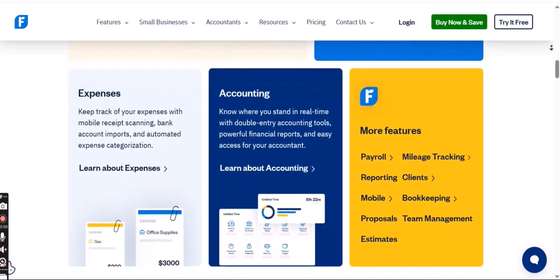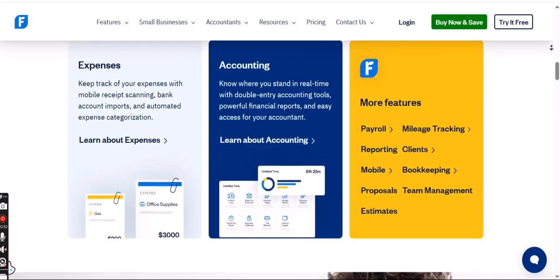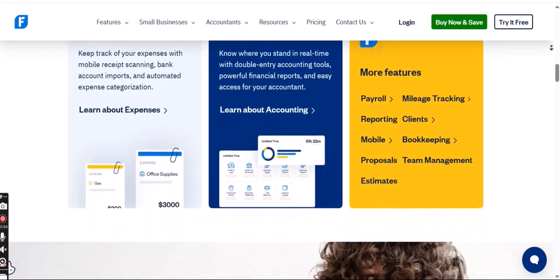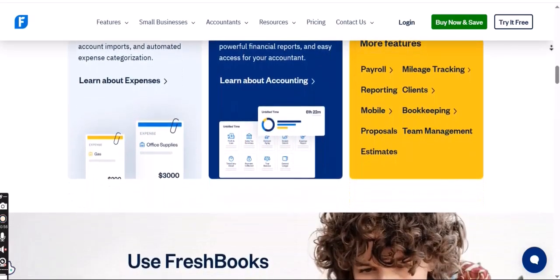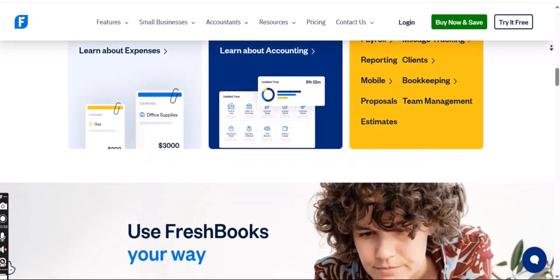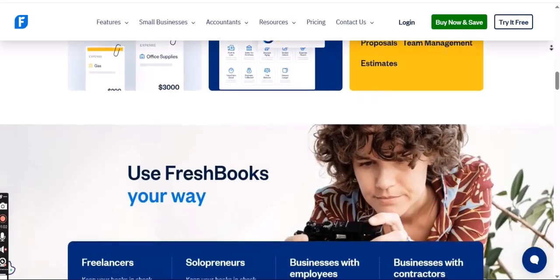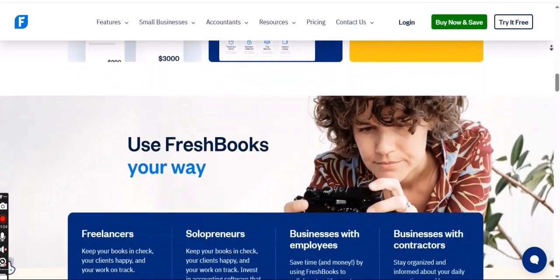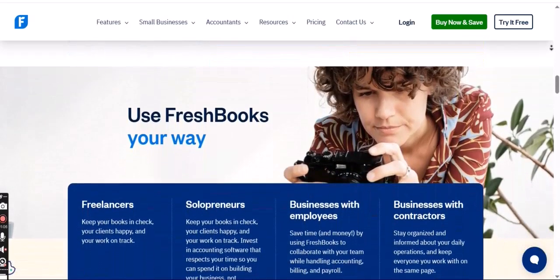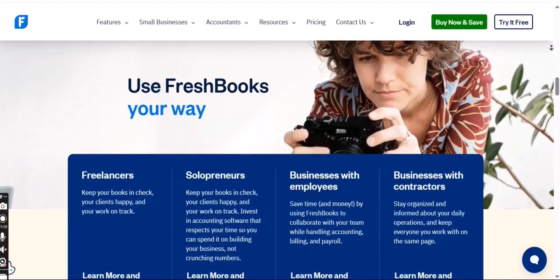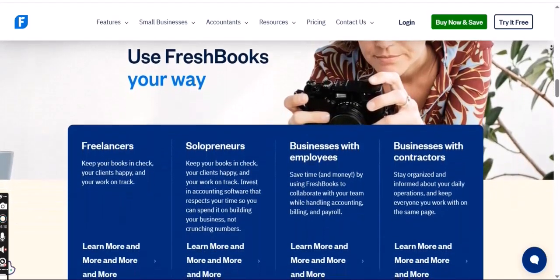In FreshBooks, the chart of accounts isn't just a dusty ledger. It's the underlying structure that helps you categorize every single financial event in your business. This categorization is crucial for several reasons. It allows you to track where your money is coming from and going to, helps you understand your profitability, assists in tax preparation, and ultimately, gives you the insights needed to make smart business decisions.